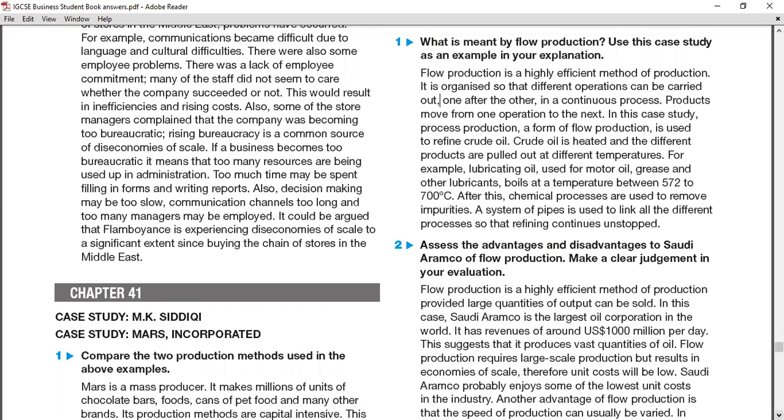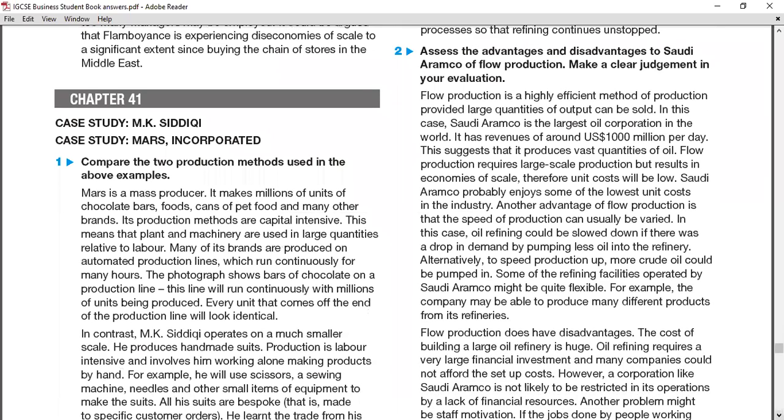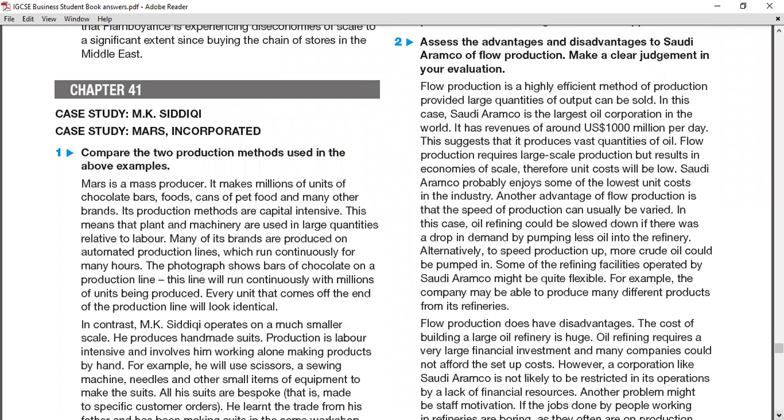Okay, now the 12 marker question. You can see the answer with the marking, with the application. You can see: assess the advantages and disadvantages of Saudi Aramco's flow production, with a judgment. Look at the definition. Flow production is a highly efficient method of production. Efficient method, providing large quantities of output that can be sold. In this case, look at the way of applying. You can use that term.